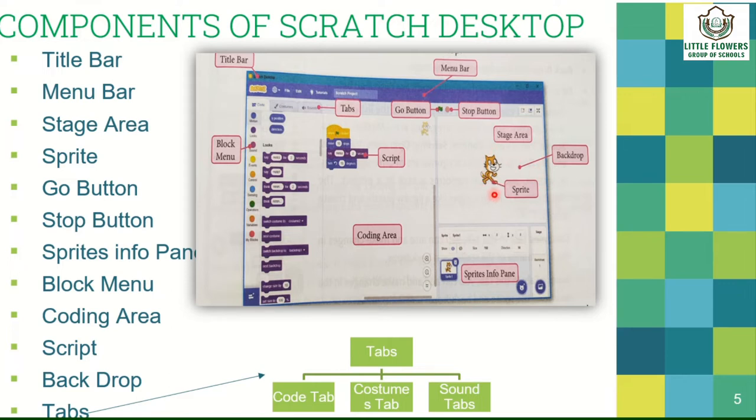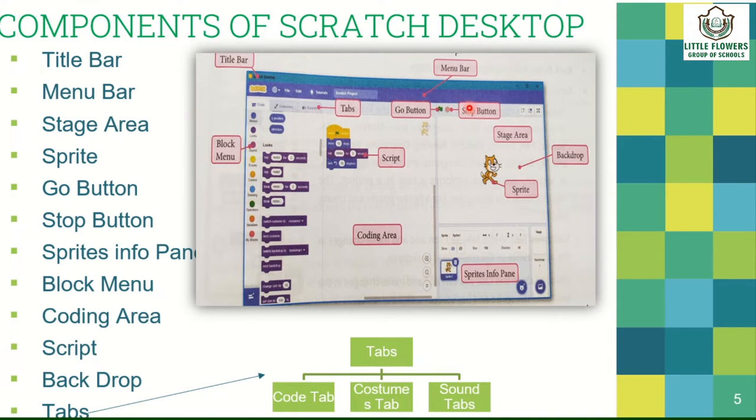Now next is the go button. This is our go button. This green flag is called the go button, and when you click on it, it runs a Scratch project. Whenever you click on that, your project will run. Then next is the stop button. This red button is called the stop button. If you want to stop your running project, just click on that.